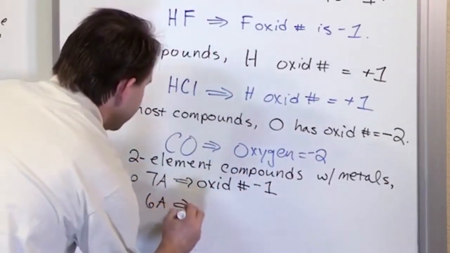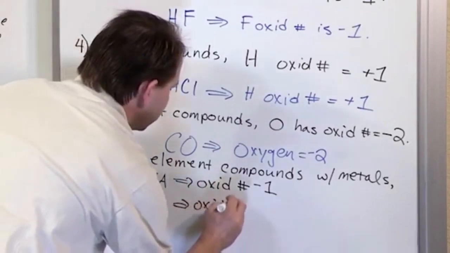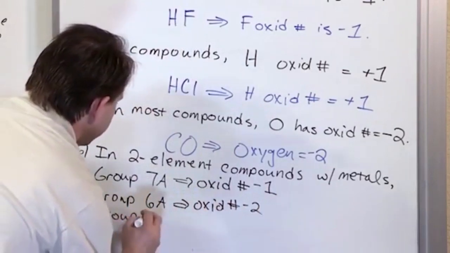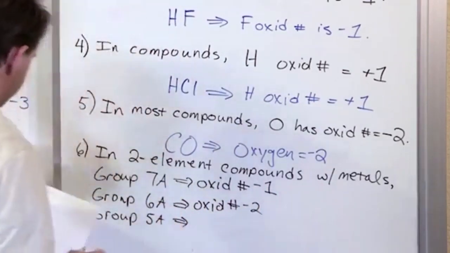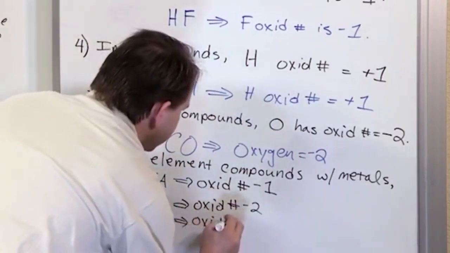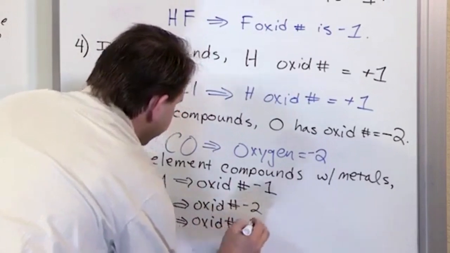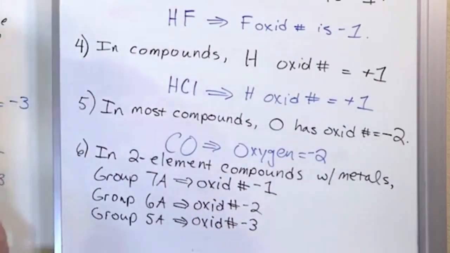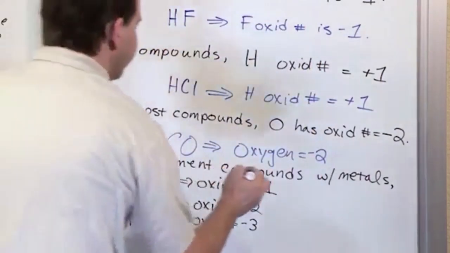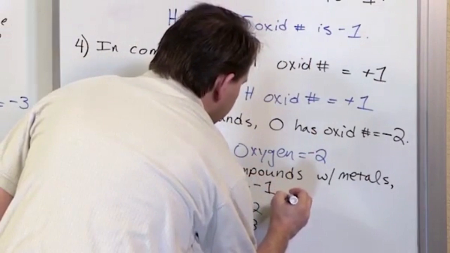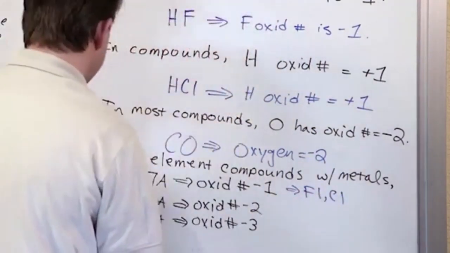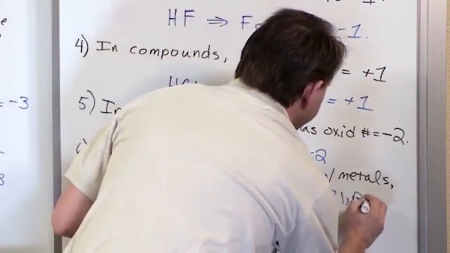Group 6A elements have oxidation number -2, and group 5A elements have oxidation number -3. So let me give you a quick example. Group 7A, that's the column right near the noble gases. So those are things like fluorine, chlorine, bromine, and so on.